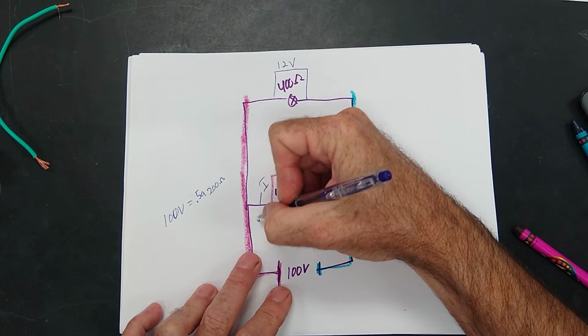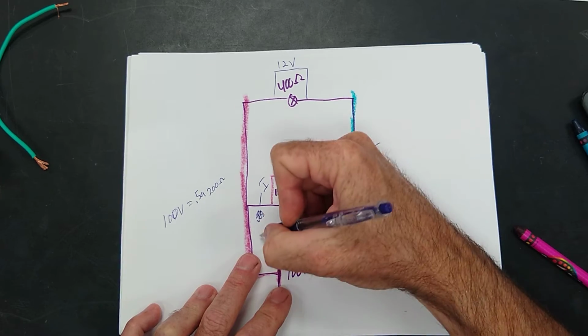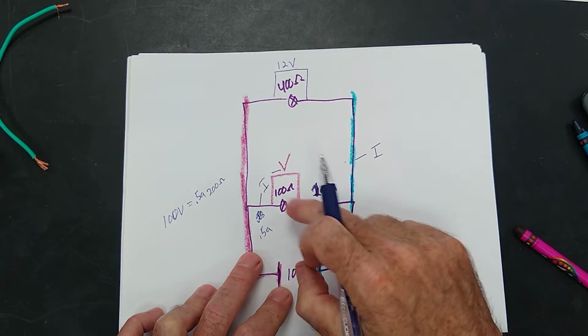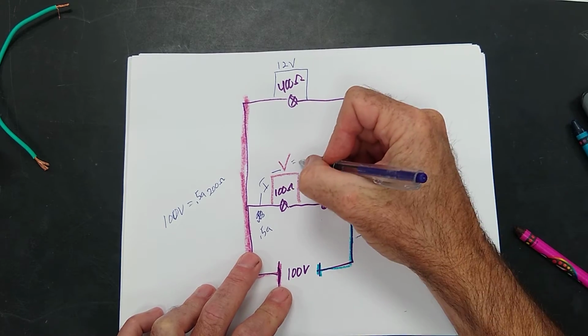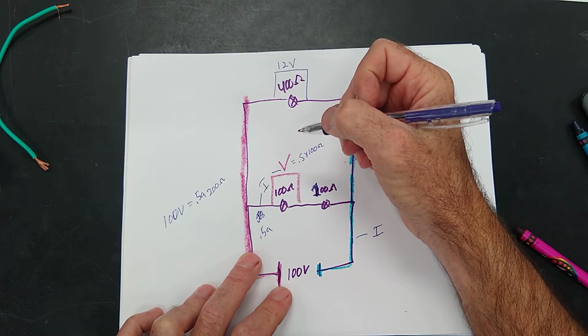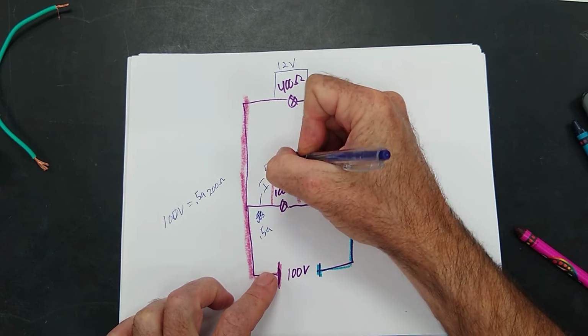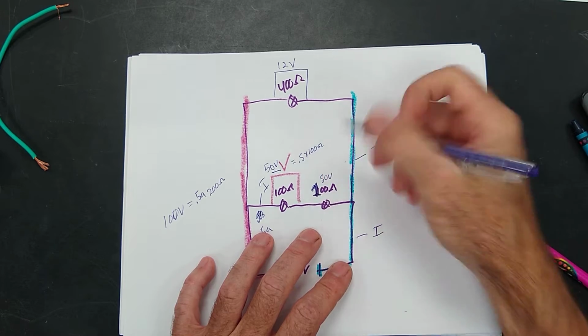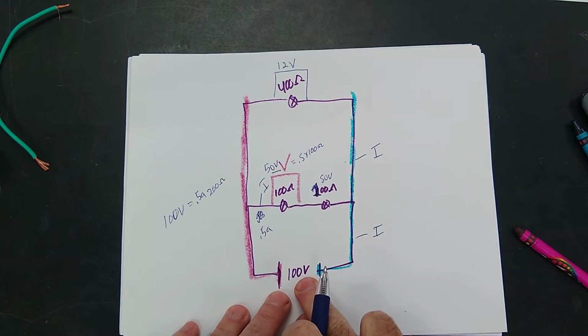So if we have 0.5 amps right here, then we can calculate the voltage. V is equal to IR. V is equal to 0.5 times 100 ohms. So we'd have 50 volts here. And if I'd asked you, there'd also be 50 volts for this bulb. 50 plus 50 equals 100.